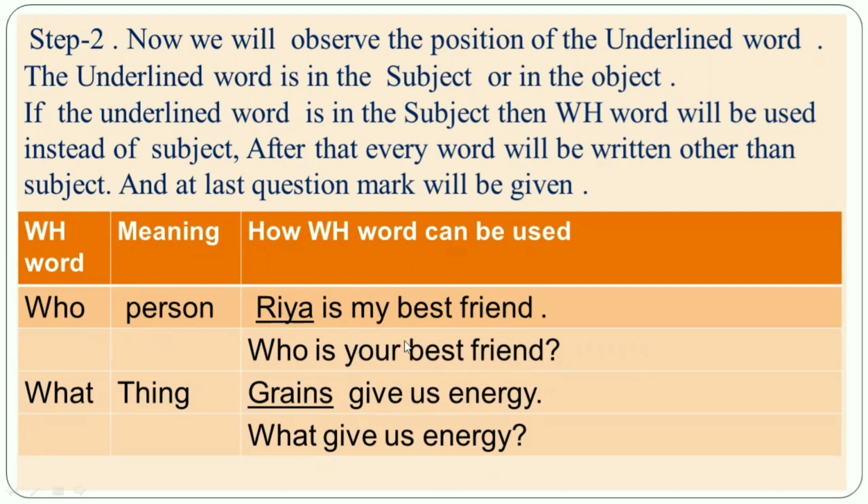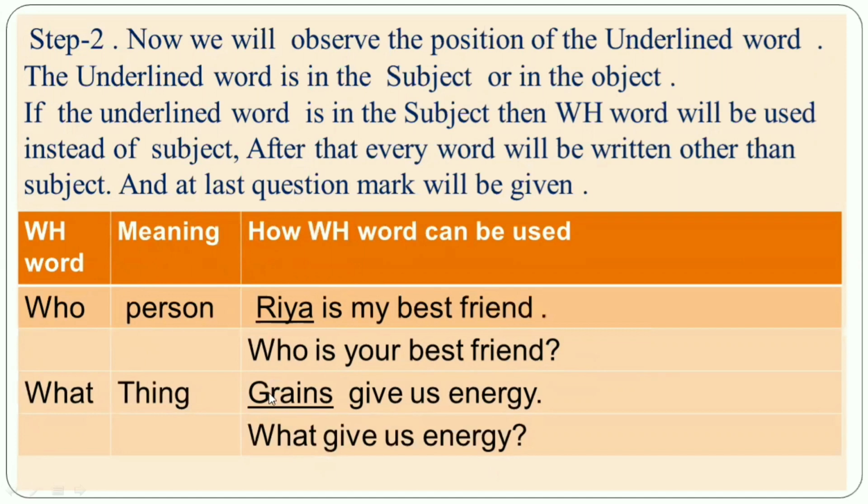Here it is said that if the WH word is used instead of subject, then other words will be written, other than the subject. So right here, instead of my, you have to write your, then best, then friend, and at last you have to write question mark. So who is your best friend? Ria is my best friend. So WH question will be, who is your best friend?